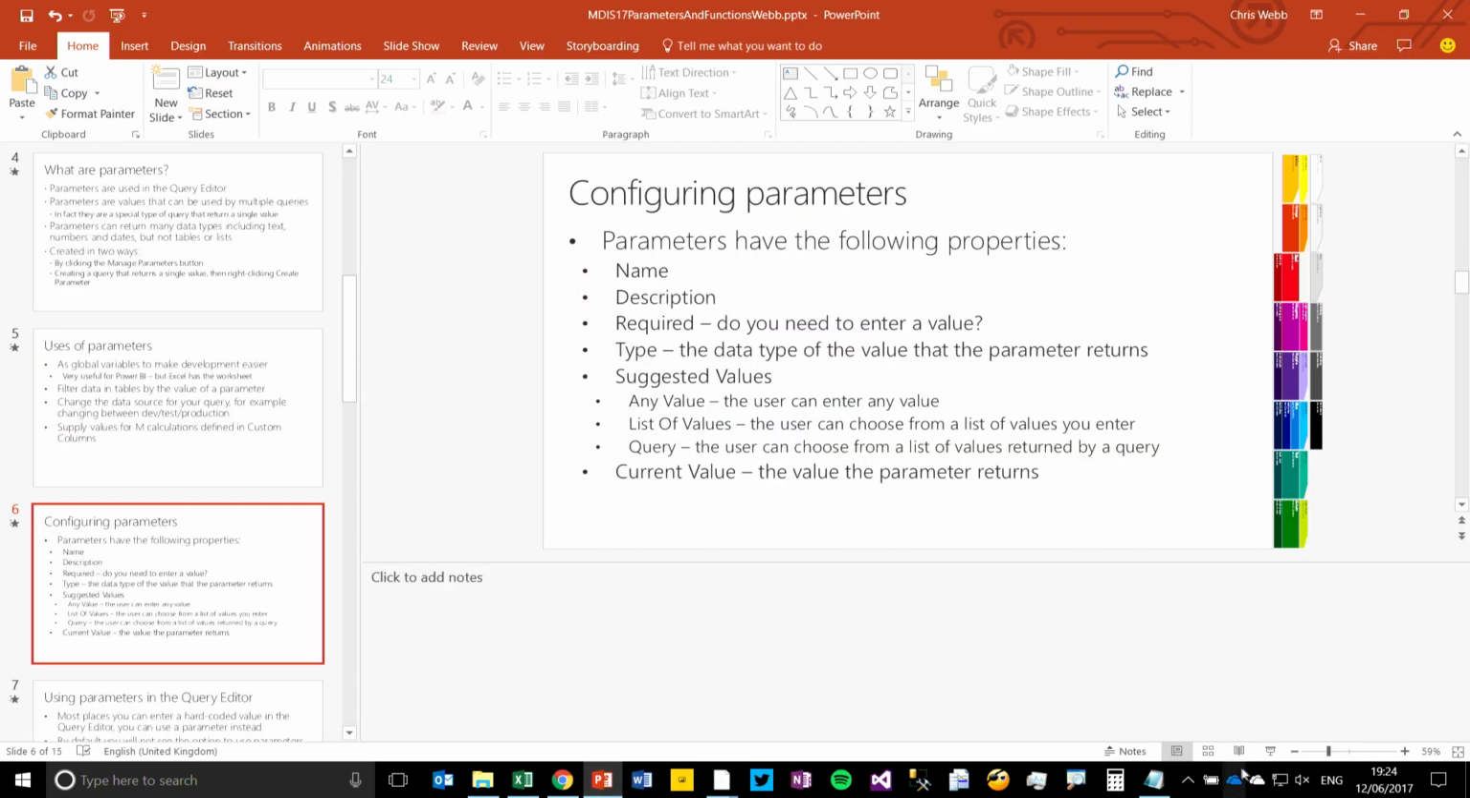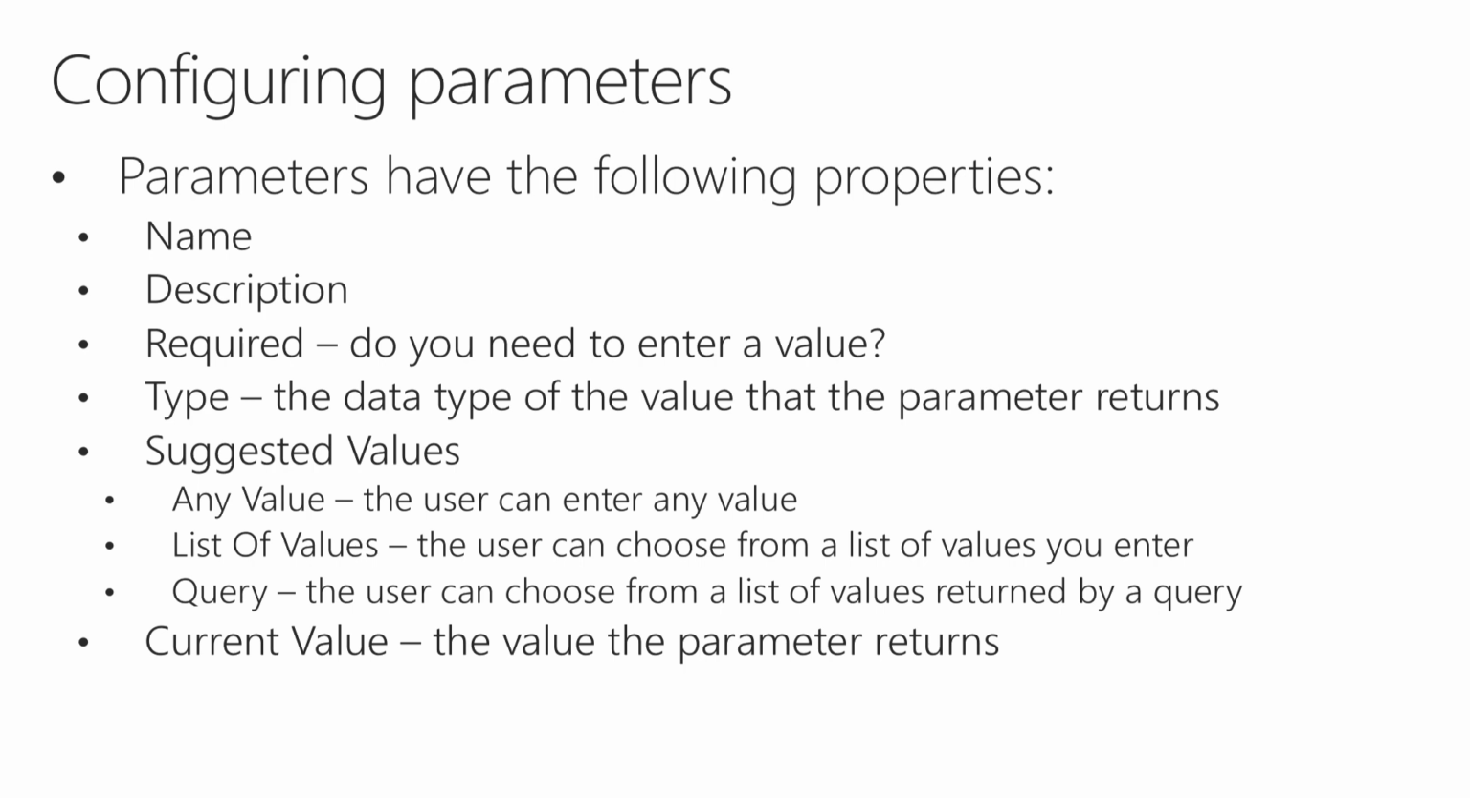So to recap, when we're configuring a parameter, we've got to give it a name. That's what it's going to be referred to inside the UI. We give it a description. Is it required or not? We have a data type. And we've got some options that say, well, OK, what are we allowed to pick?